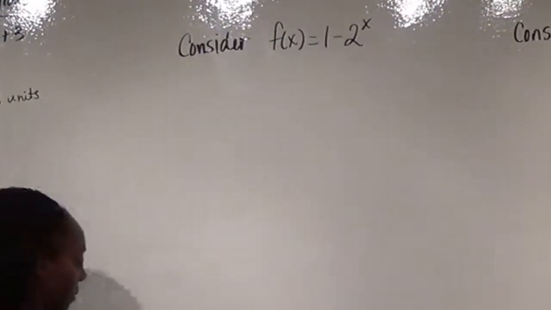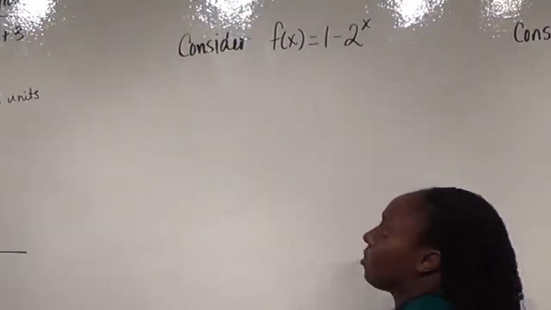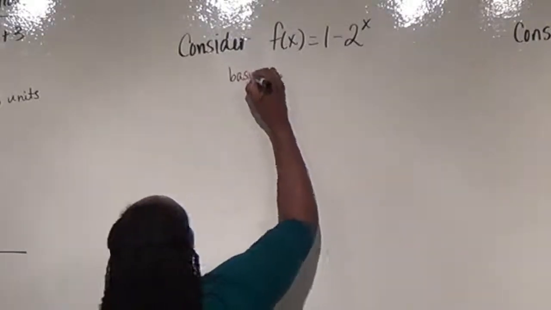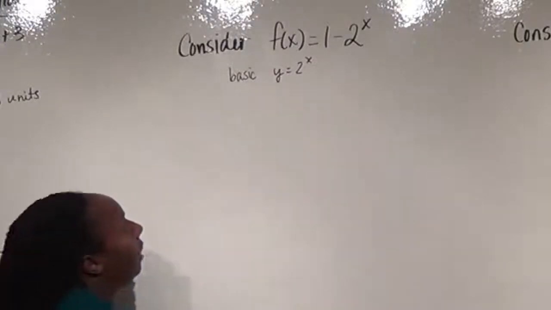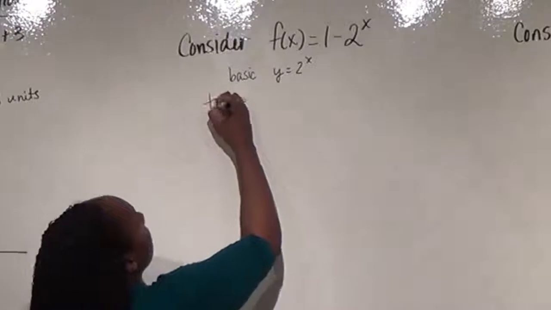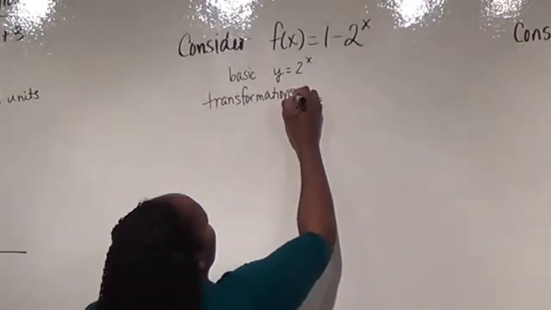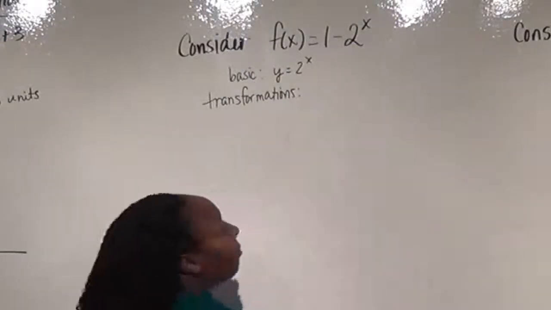All right, let's look at another one. So here let's consider 1 minus 2 to the x. So here again our basic curve is still y equals 2 to the x. But now if we look, we've got 2 transformations in here. So the first is this negative out front.